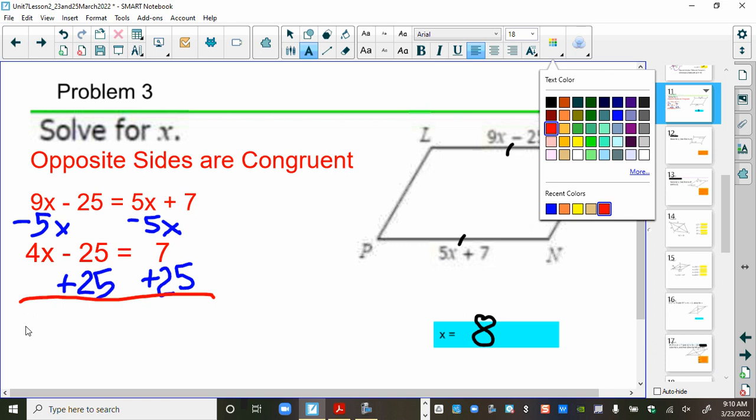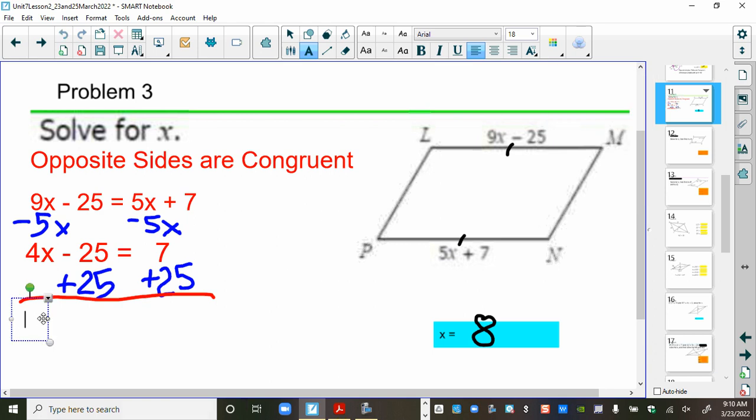So we do that. So we're left with 4x equals, well, what's 7 plus 25? 32. And then what would be the last step? By what number? Just by the 4, yup. Divide both sides by 4.